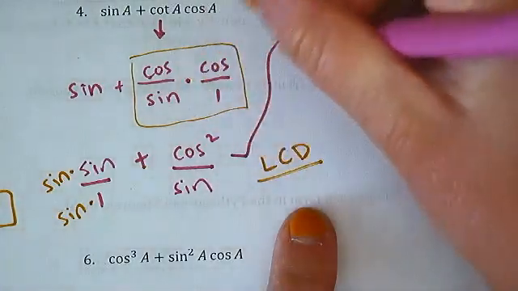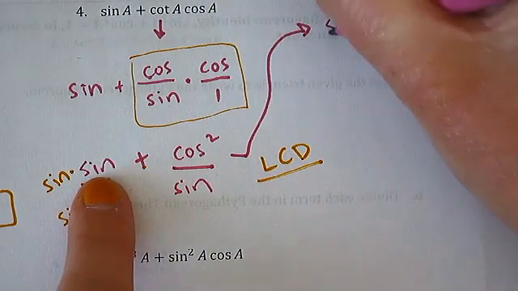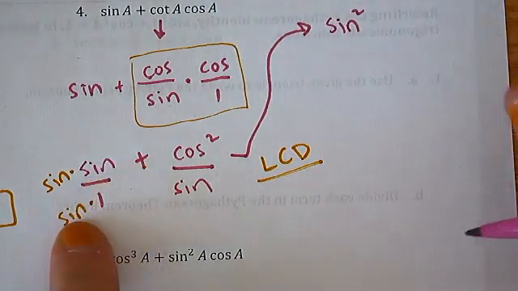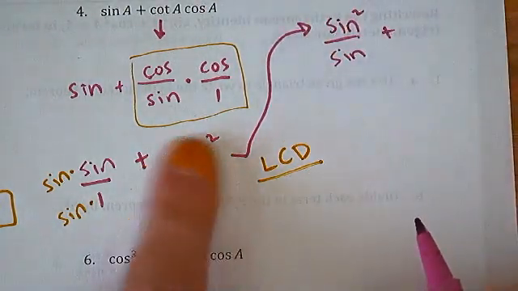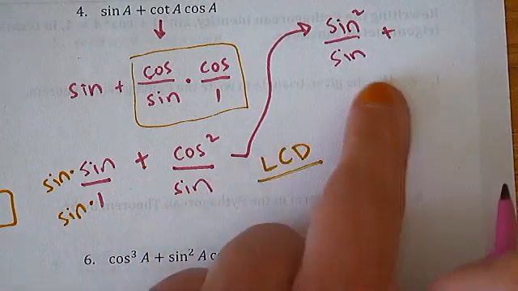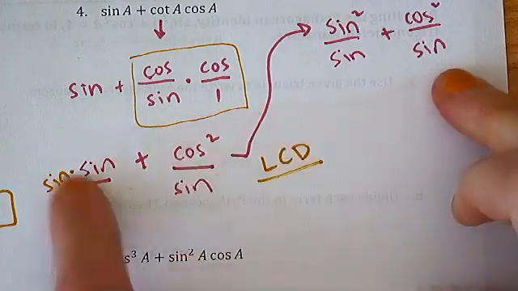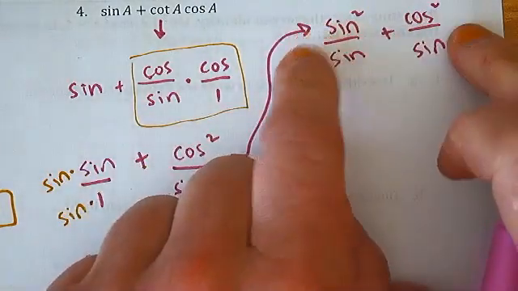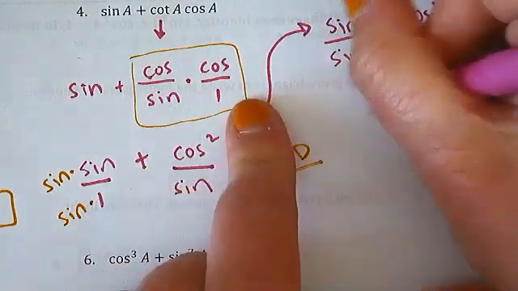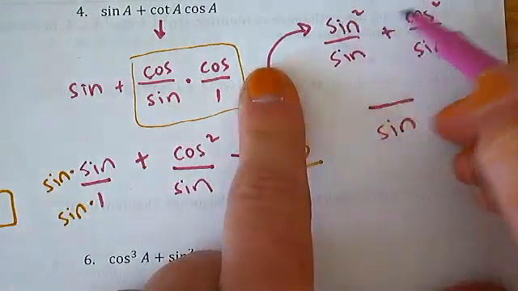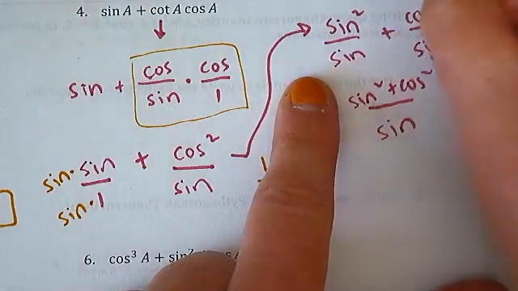All right, let's move up here. Simplify this a little bit. So sine times sine is sine squared, and that's divided by sine times 1, which is sine. And it's being added to this whole thing. We didn't have to do anything to that fraction. So the whole purpose of doing this was so that we can add two fractions with the same denominator, right? So when you add two fractions, remember that the denominator stays the same and you add straight across. So this is just sine squared plus cosine squared.